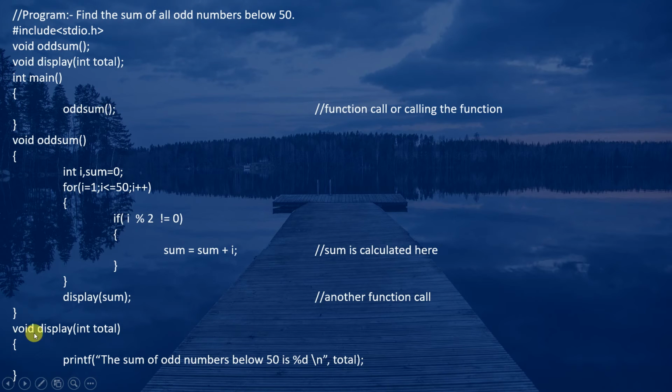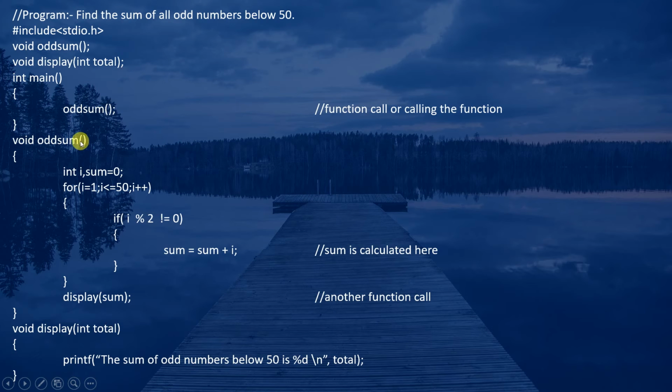So once the display function is executed, the control will go back to the function call. There are three things here. One is the calling function. Oddsum is the calling function because it is calling the display function. The second thing is display(sum). This is the function call. This is exactly the moment where the control will go to the next function. The control will go to the given function. The given function is display here. And the third thing is the called function, the display function, the definition of the display function.